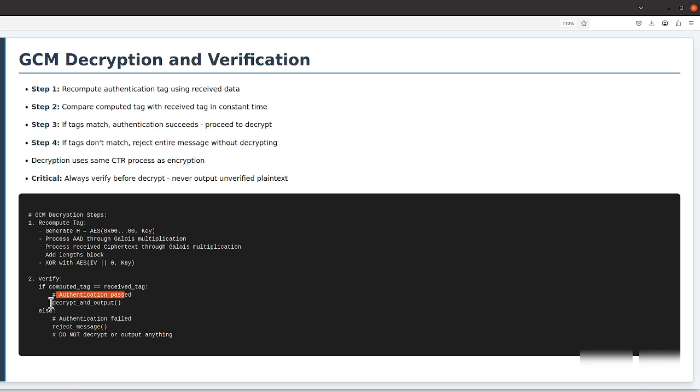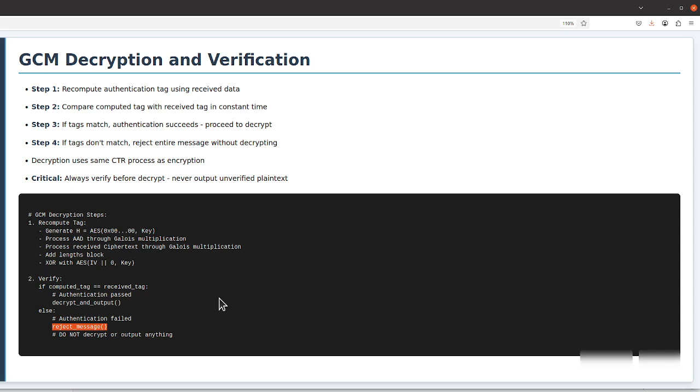If the tags match exactly, the authentication passes and the data is authentic. If even a single bit differs, authentication fails and the entire message must be rejected. You must not proceed with decryption if authentication fails. If authentication succeeds, the receiver proceeds to decrypt.